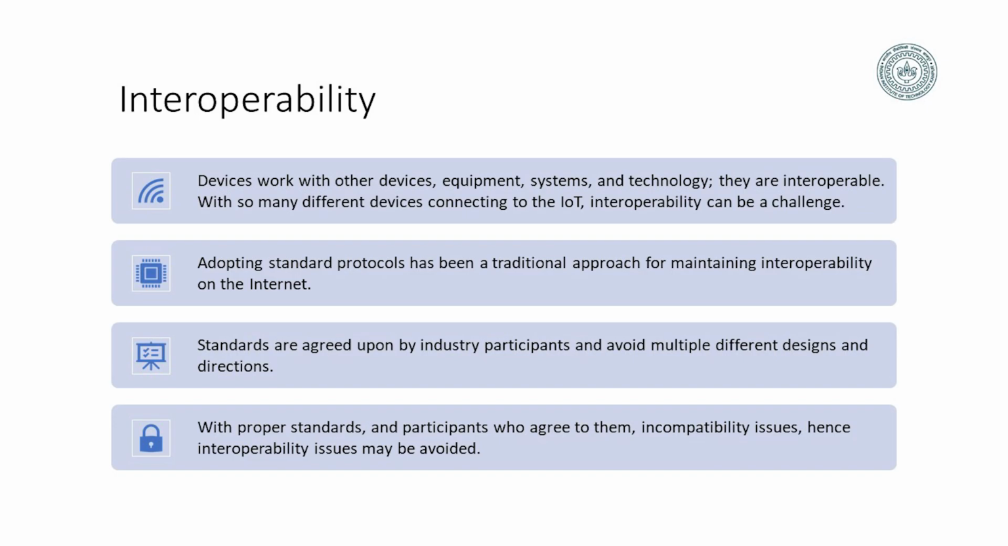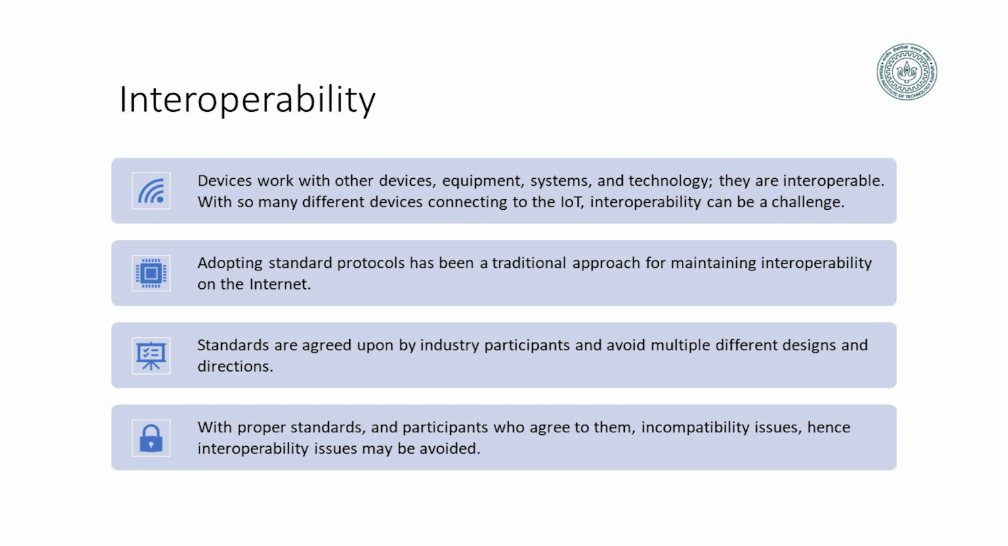In designing a network, you need to also ensure interoperability. That means devices must be able to work with other devices, they must be able to operate with each other together. Devices must be able to work with the equipment in which they are installed, with the systems, and they must be able to incorporate the technology. So, all of these four elements: devices, equipment, systems and technology. You need to think about how all of these can integrate with your device.